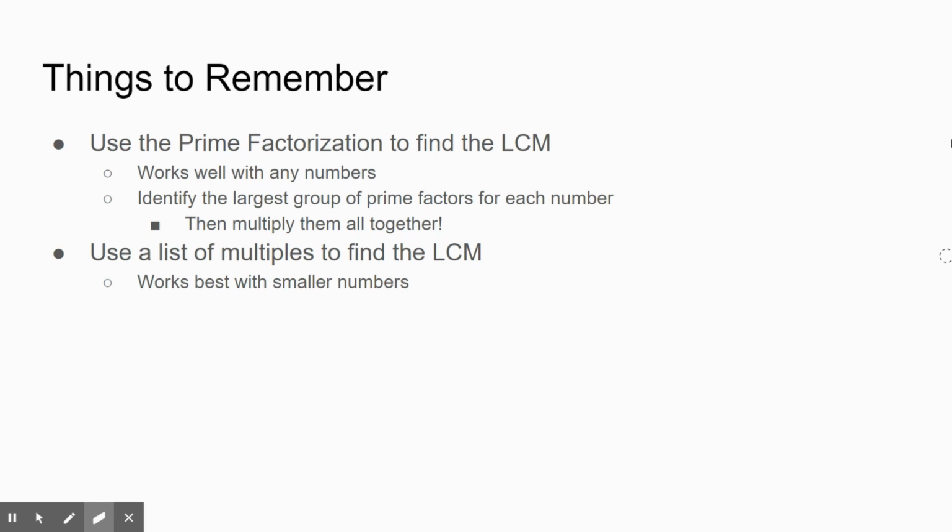So let's talk about things to remember. Remember, use the prime factorization method to help you find the least common multiple. This works well with any number. You just have to find the largest group of prime factors for each number, then you multiply them all together. Alternatively, you can use lists of multiples to find the least common multiple. This works best with smaller numbers rather than bigger numbers, but really it comes down to whichever one you prefer.